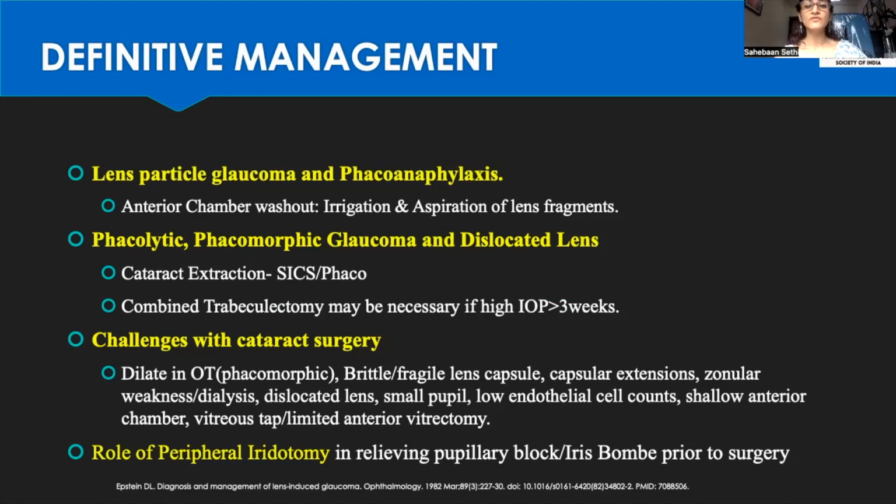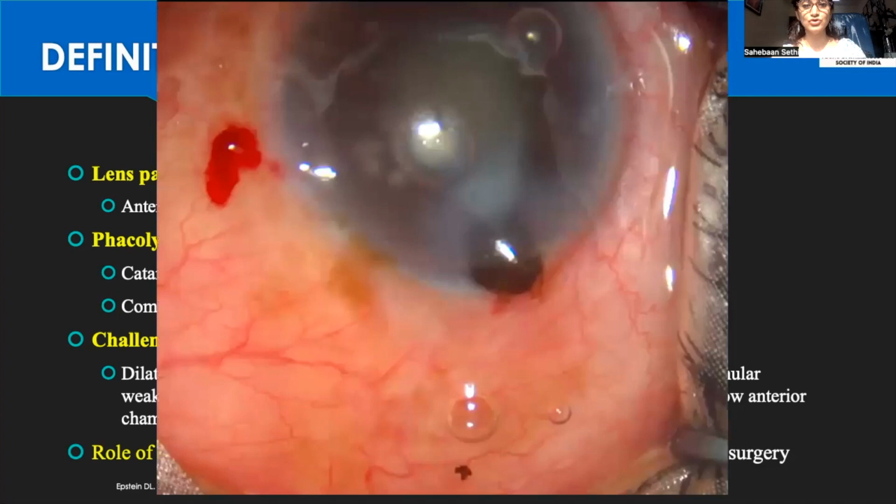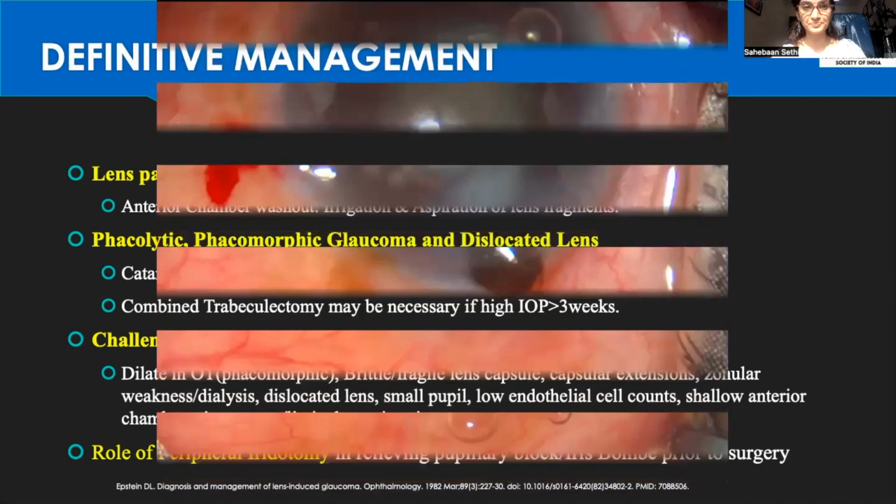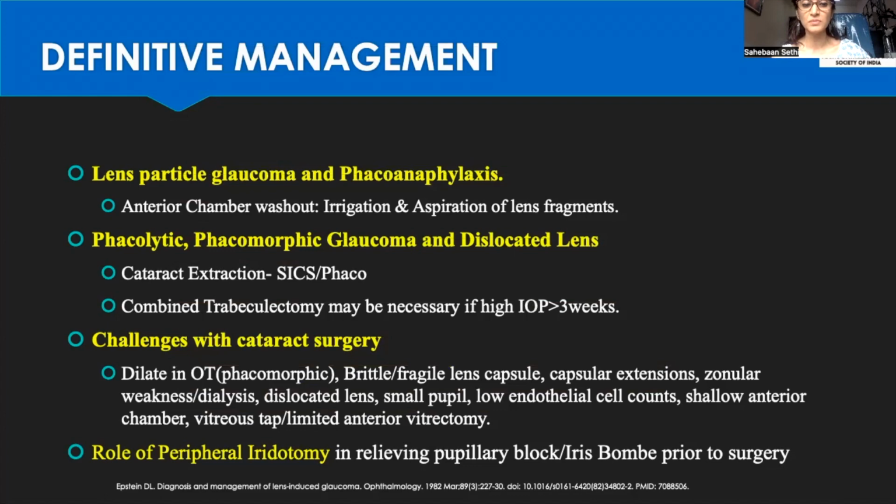In phacomorphic glaucomas, the anterior chamber is so shallow that doing the surgery becomes extremely difficult, for which a preoperative peripheral iridotomy can be done if the cornea is clear to relieve the pupillary block and iris bombe. Even if this is not adequate, sometimes a vitreous tap or a limited anterior vitrectomy may be necessary to deepen the anterior chamber for the sake of surgery.